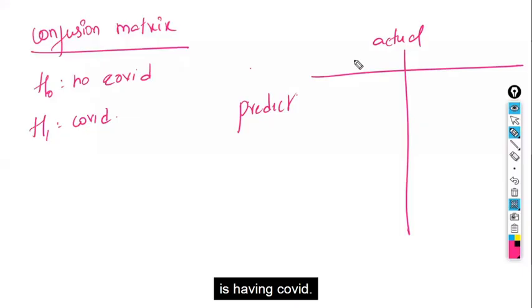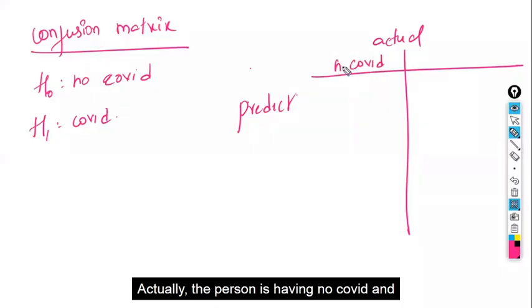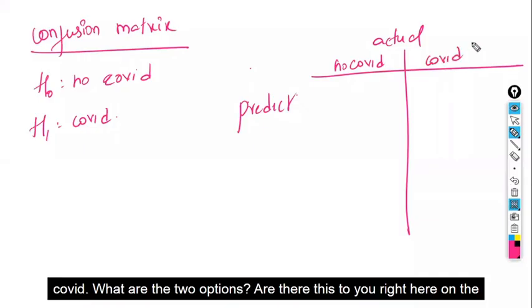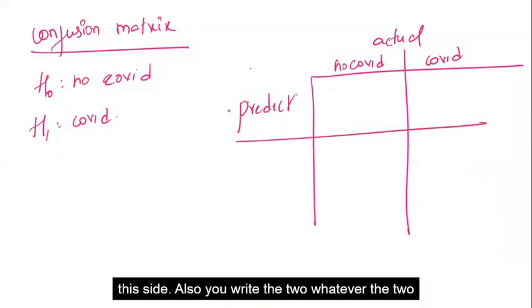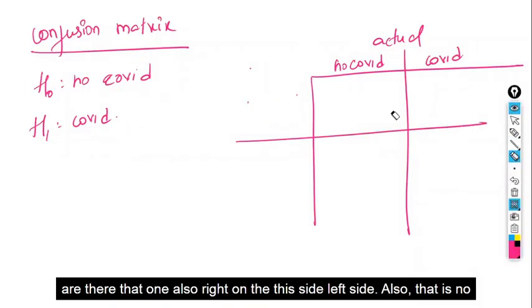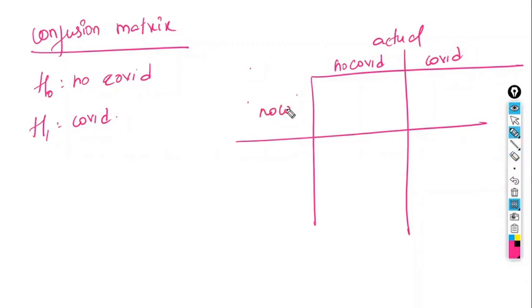Actually the person is having no COVID or COVID. What are the two options? These two you write here. On this side also you write the two, whatever the two are, on the left side also. That is, no COVID and COVID.